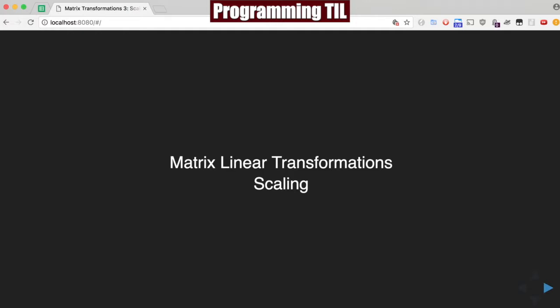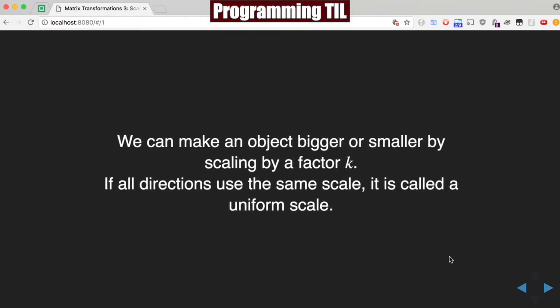We're going to be looking at more linear transformations today with matrices. And today we're going to be starting off with some scaling. So we know that we can make an object bigger or smaller by scaling by a factor of k. If all directions use the same scaling, it's called a uniform scale.